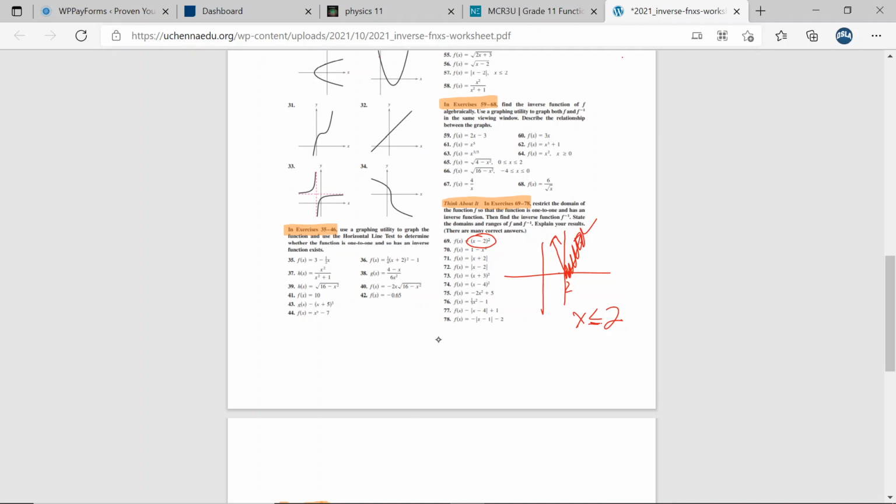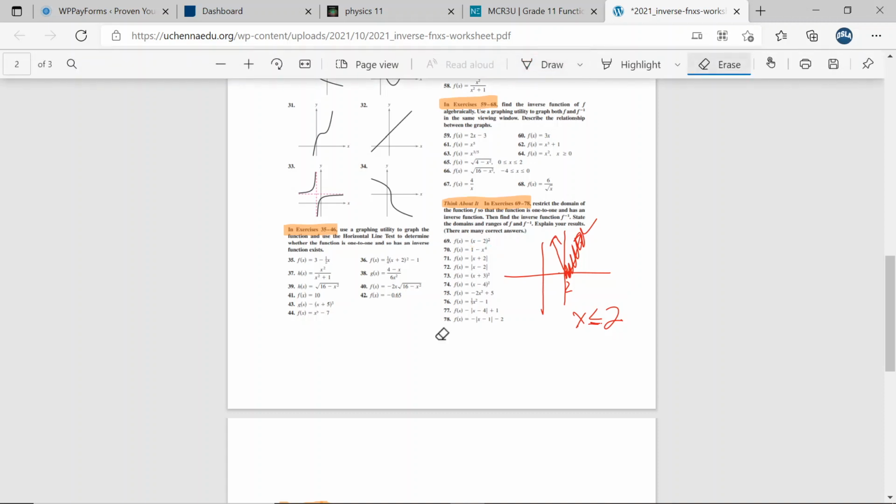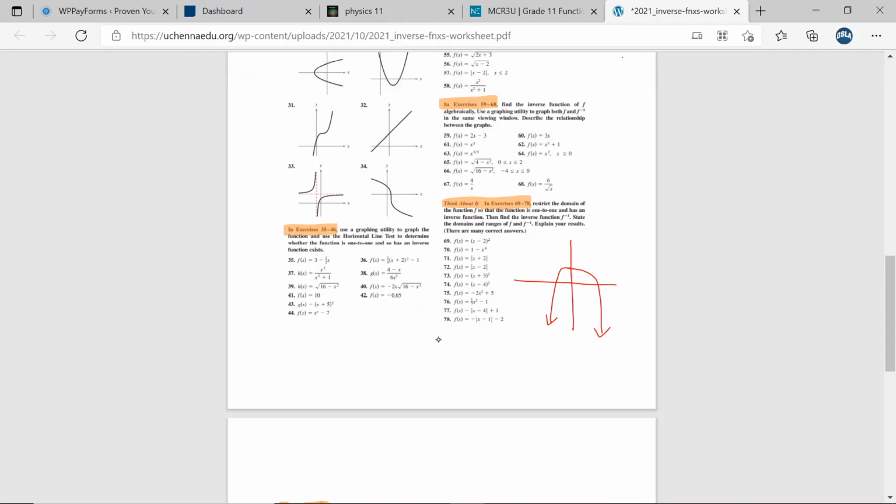We can do the same thing with all the other functions. And the question here says, look, just graph these. Graph these functions using Desmos, see what they look like, and then tell me how to make them one-to-one. So if I look at number 70, I know that it's going to be something like this. It's going to look like a parabola, but kind of like chunkier, like this. Something like this. So how can we make this a one-to-one function?